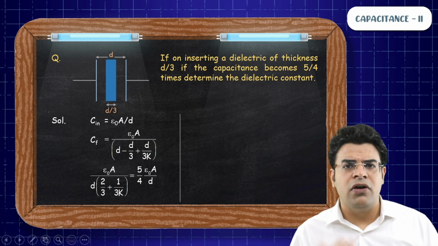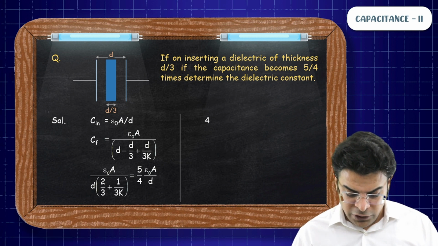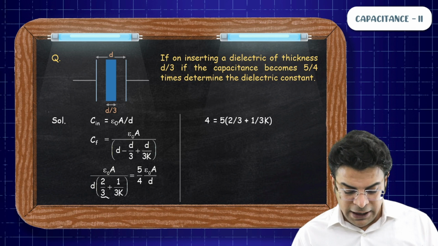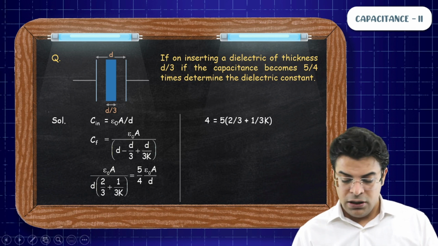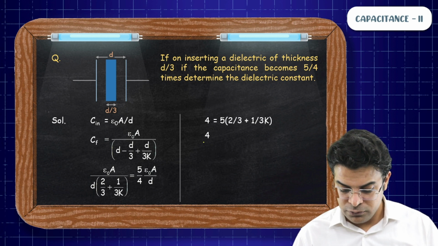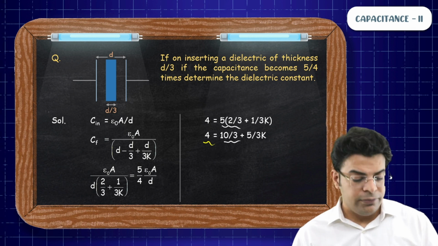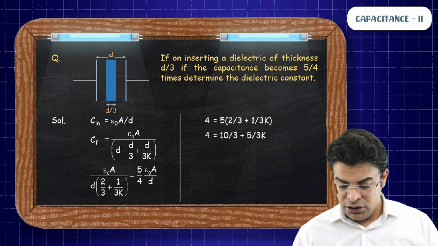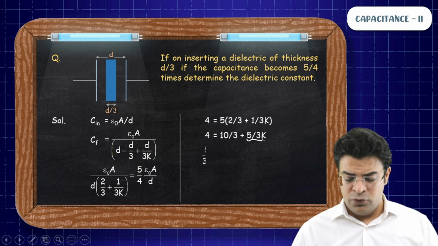And then you need to solve it to get K. So you can rewrite it as, bring the 4 up, 4 equals 5 times (2/3 + 1/3 K). Now open up this bracket. So you get 4 equals 5 into 2/3, that gives you 10/3, plus 5 into 1/3 K, that gives you 5/3 K. So rearrange it, bring this term to the left hand side.